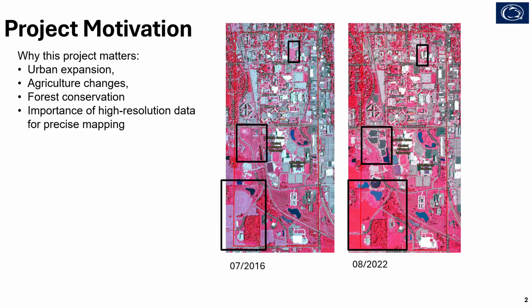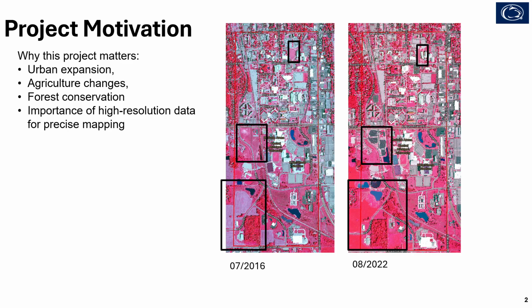My project motivation is that understanding land cover change is vital for planning and resource management. Central Michigan University's surrounding area is a mix of forests, farmland, and urban areas, each with important environmental, economic, and social implications. Urban expansion, forest fragmentation, and changes in agricultural patterns all impact the local ecosystem and community planning efforts.